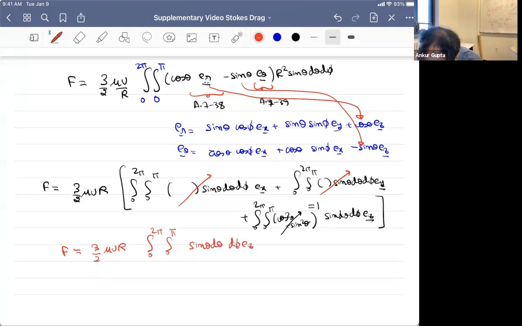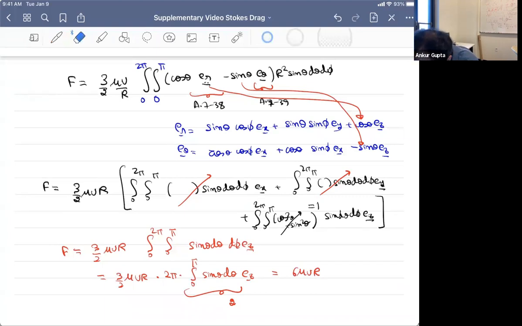And finally, this will become 3 by 2 mu u r times 2 pi, because there is no dependence on phi, then the integral 0 to pi of sine theta d theta e_z, and this will essentially give you an answer of 2. So what you'll finally get is 6 pi mu u r e_z, which is the celebrated Stokes drag result.